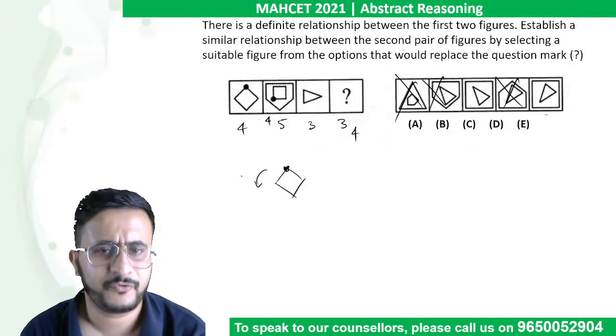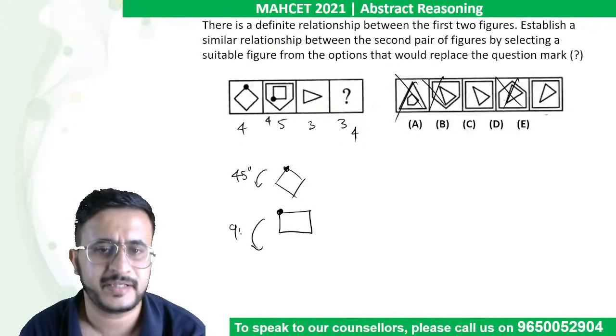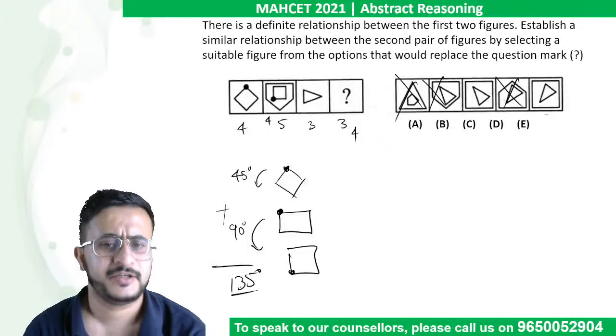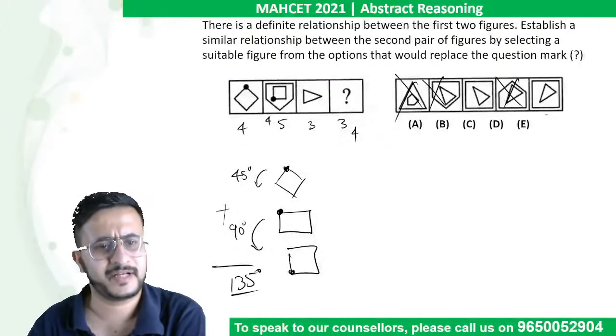If you rotate it by 45 degree, right? If you rotate by 45 degree, what will happen? If you rotate by 45, you will have this thing, and you further rotate by 90 degree, you will get this thing. So in total you have made a rotation of 135 degree. If you cannot visualize 135, you can break it into 45 and 90, right?